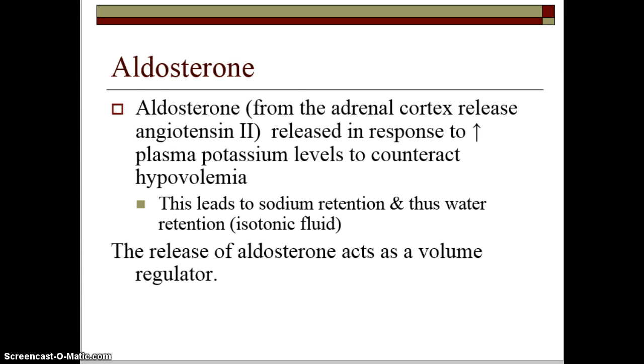The other one is aldosterone, and we know that that is made on top of the kidney, on that gland called the adrenal cortex. It makes angiotensin II. That's released in response to high plasma potassium levels, and we try to counteract that, to counteract the hypovolemia. So the release of aldosterone is what we consider a volume regulator in the system.